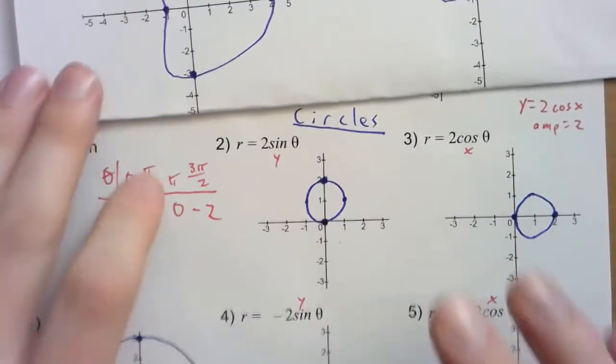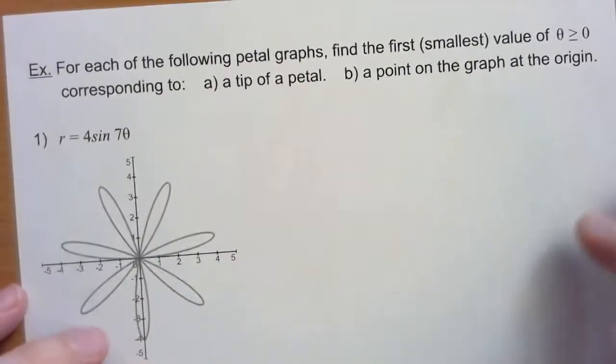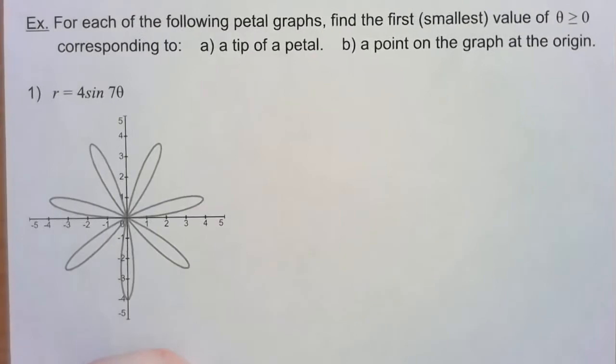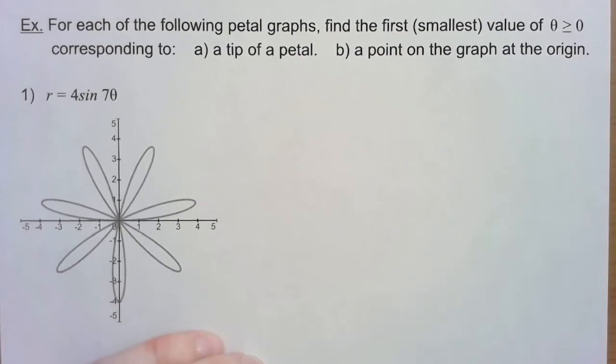All right, so we've seen circles, we've seen limacons. There's one other special type of polar graph that comes up in AP Calculus, a petal graph. There's flowers. We drew a heart earlier, now we've got a flower graph, all kinds of fun graphs in polar.